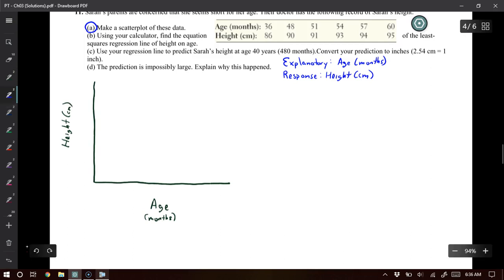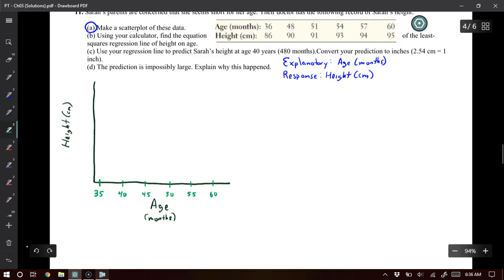Age is from 36 to 60. So let's start then at, we'll make it easy, 35, and I'll go by 5. So 35, 40, 45, 50, 55, and 60. I have my age.